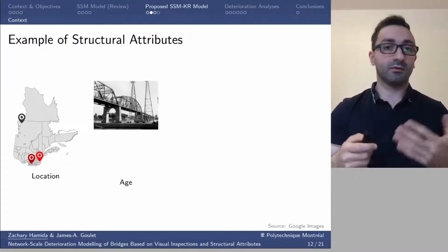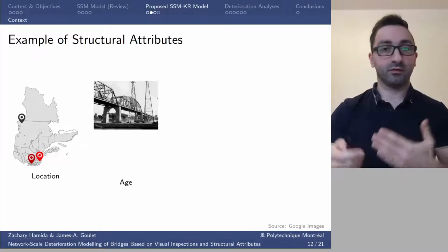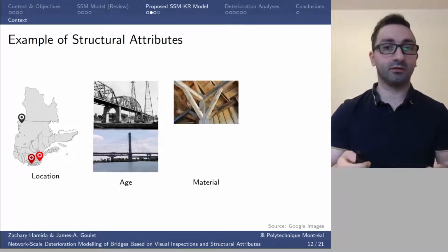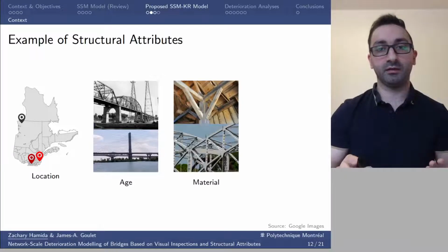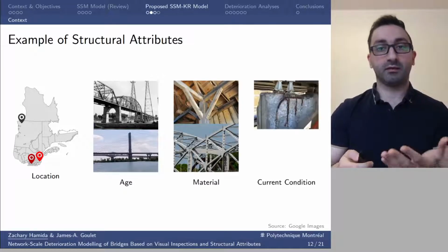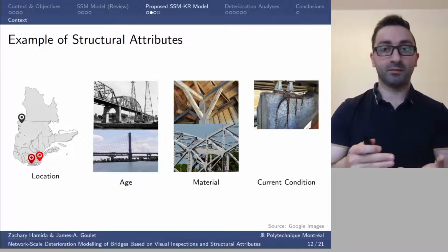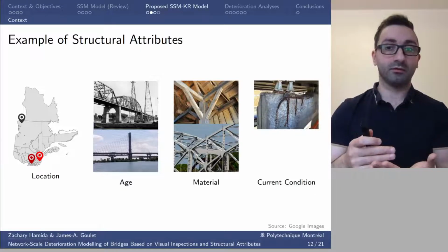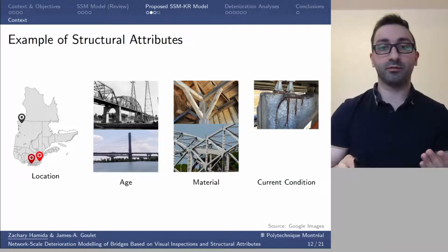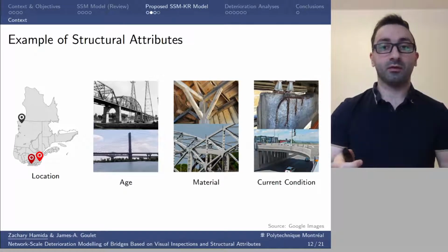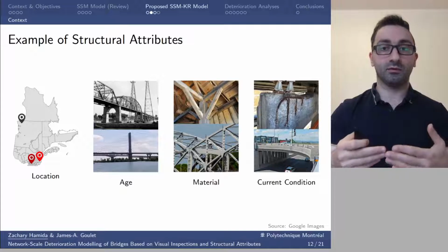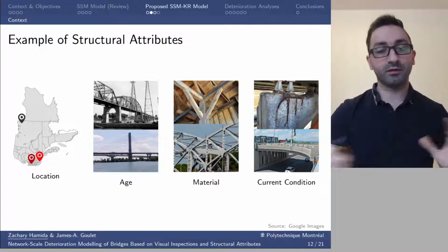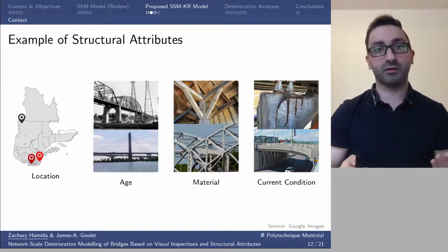And also there's the age, so old bridges versus new bridges. Also, there's the material, so wood versus steel. And finally, the condition, so bridges that have a low condition have a different deterioration speed than bridges or structural elements that are new or in a better condition. So these are general structural attributes that can be considered.